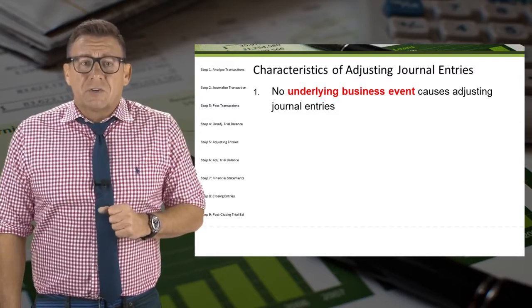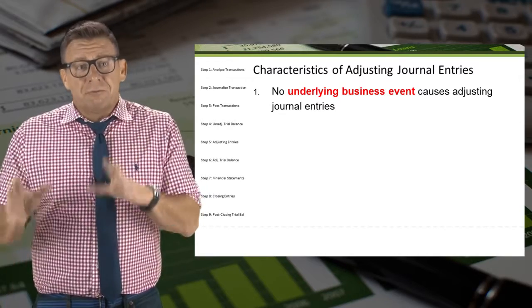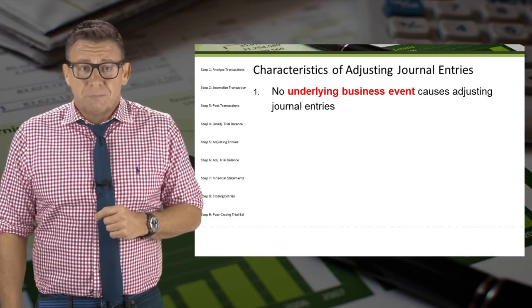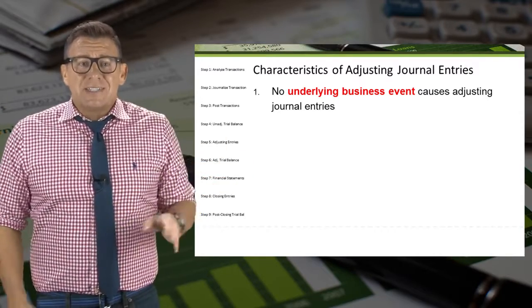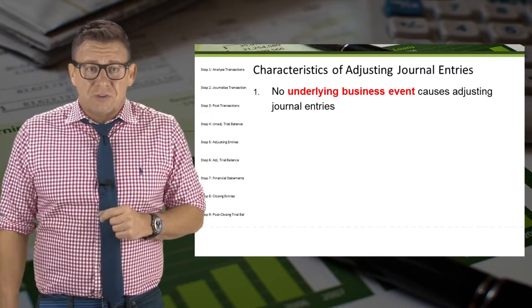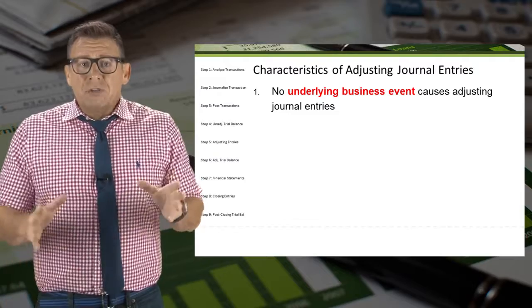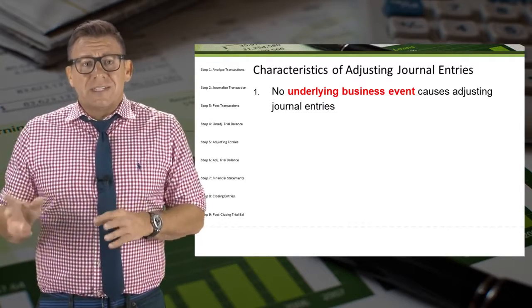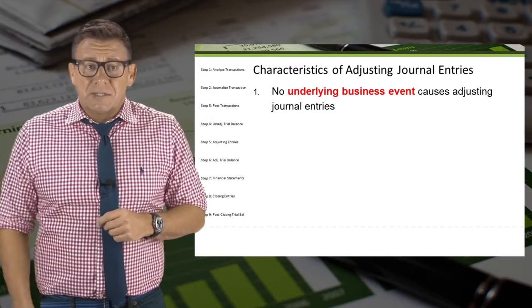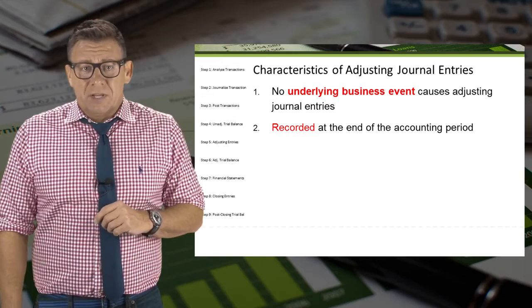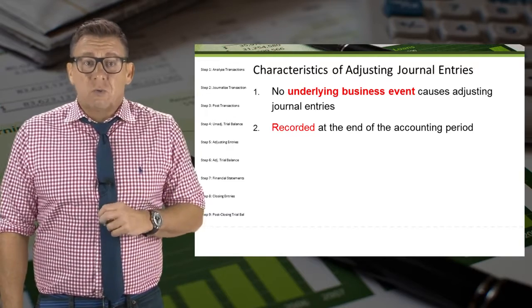Finally, let's look at some characteristics of an adjusting entry and how they differ from a regular journal entry made in the ordinary course of business. The first is that there is no underlying business event that causes an adjusting entry to happen. They happen most often because of the passage of time or that information isn't available in the period we need it. They are recorded at the end of the accounting period, so adjusting journal entries will be dated at the end of the month.